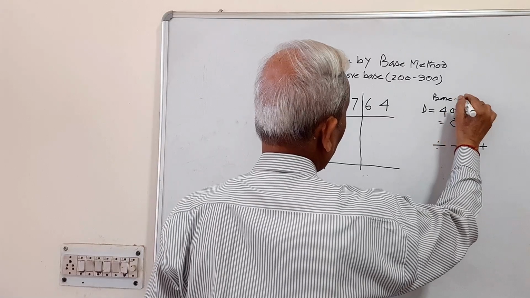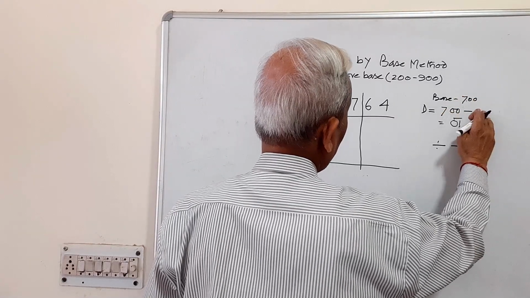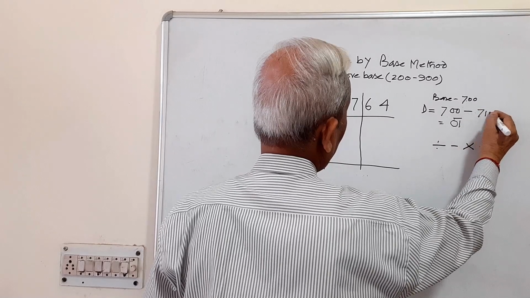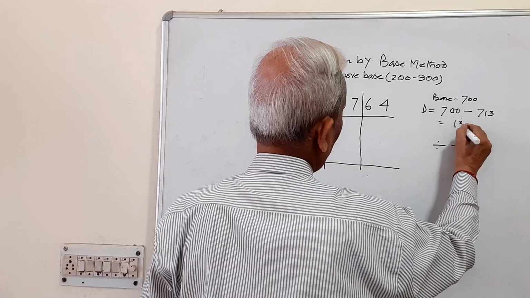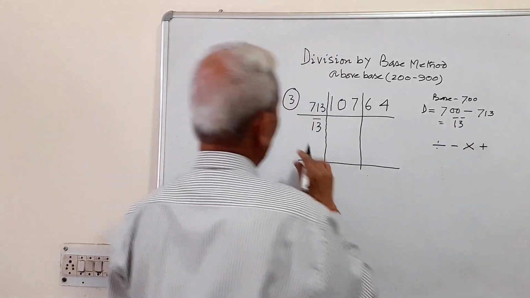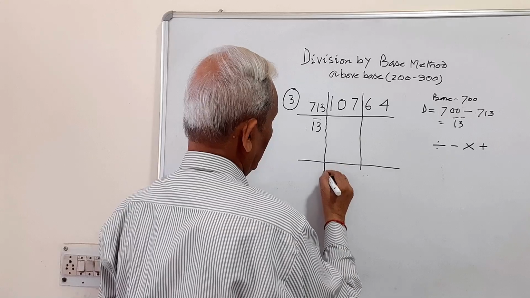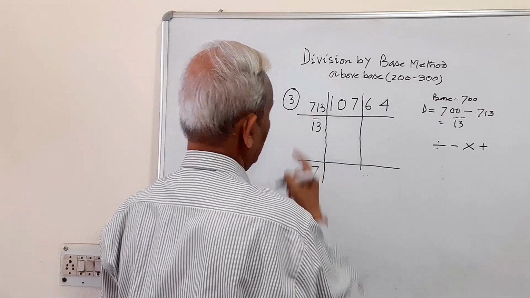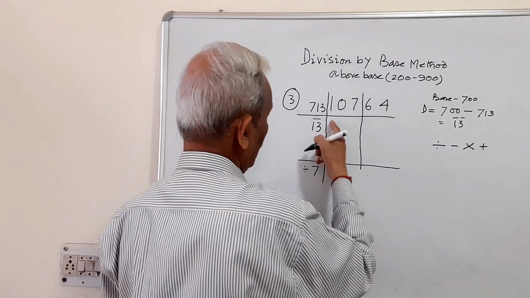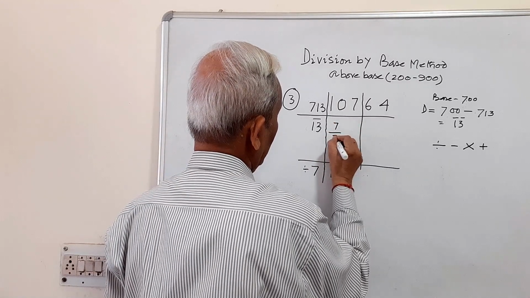700, 700, 713. The difference is 13 bar. So write down 13 bar here. Line after 2 digits. The divider is 7 here, the first digit. Now it goes one time into it. Write down 7 here. It comes 3.